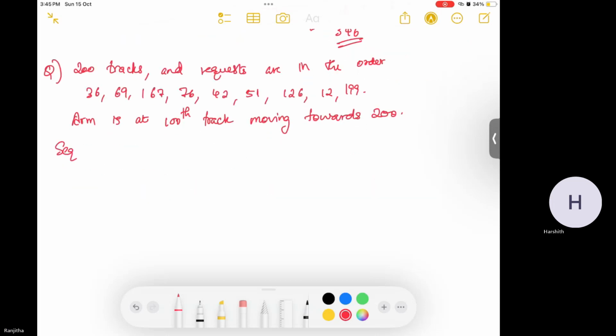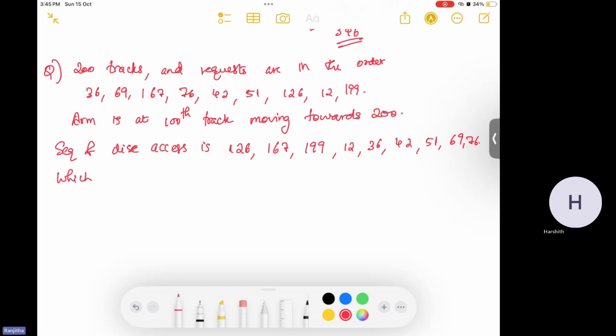The sequence of disk access is 126, 167, 199, 12, 36, 42, 51, 69, and 76. Which scheduling algorithm is used?